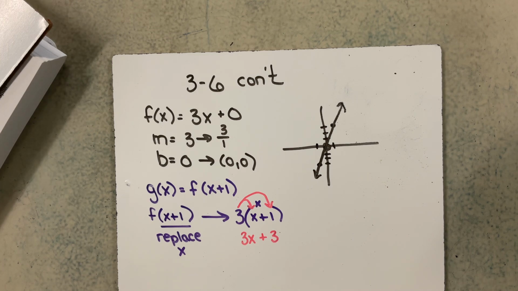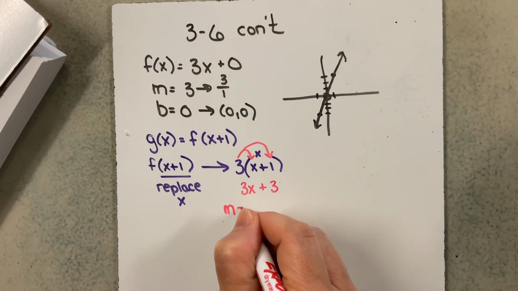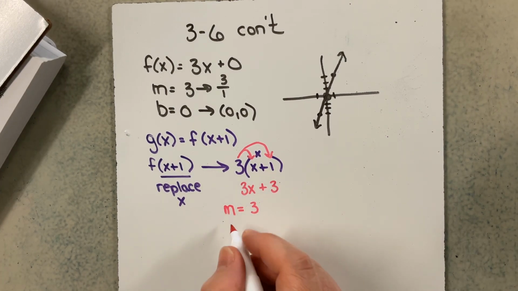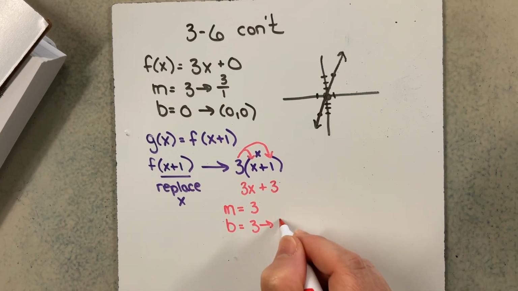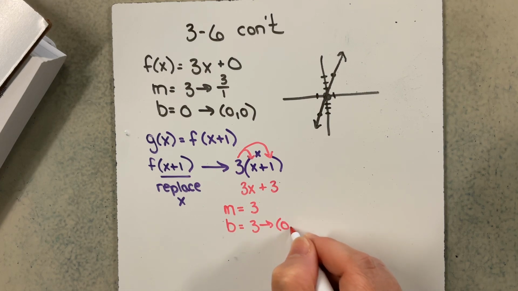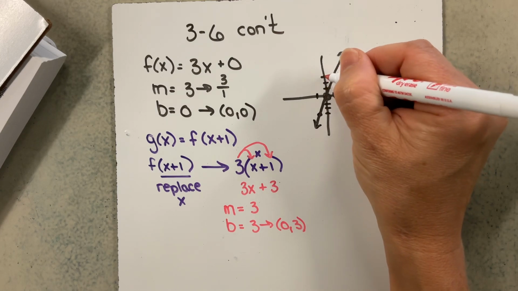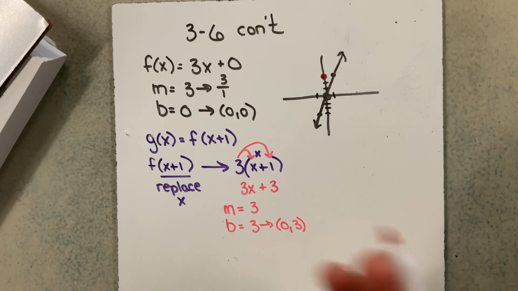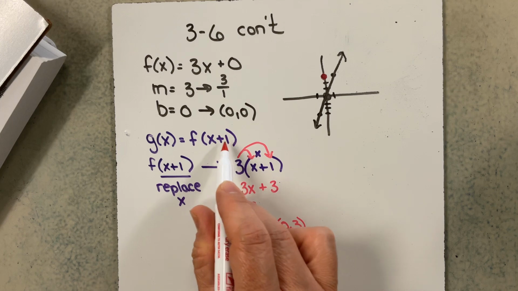Now, this function has a slope, again, of 3. So they still have the same slope. They're still moving the same direction. But I now have a y-intercept of 3, which tells me I am at 0, 3 for my y-intercept, which is 1, 2, 3. Okay. Now you're thinking, oh, it just moved up. It's a vertical. Not quite, because what really happened is it is moving 1.